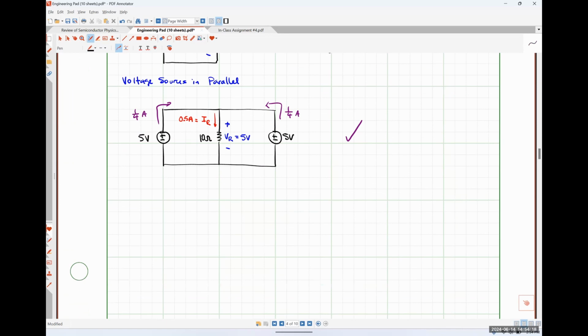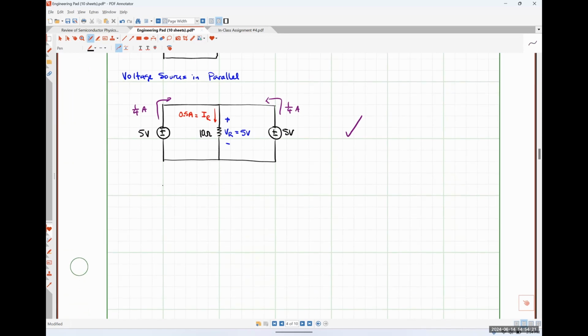Now I'm going to break things. So I'm going to draw almost the exact same circuit. So here's a 5-volt source. Here's my 10 ohm resistor. But now on this side, instead of having another 5-volt source, I'm going to put a 3-volt source. What's the voltage drop across the resistor?